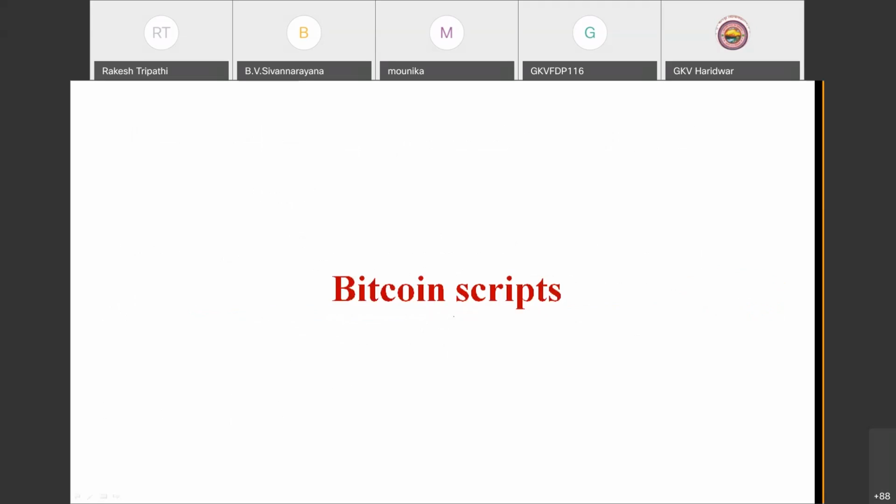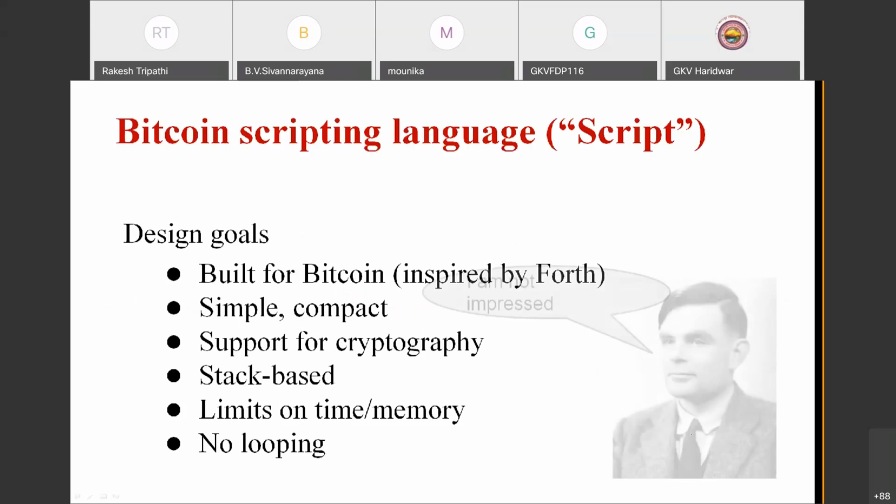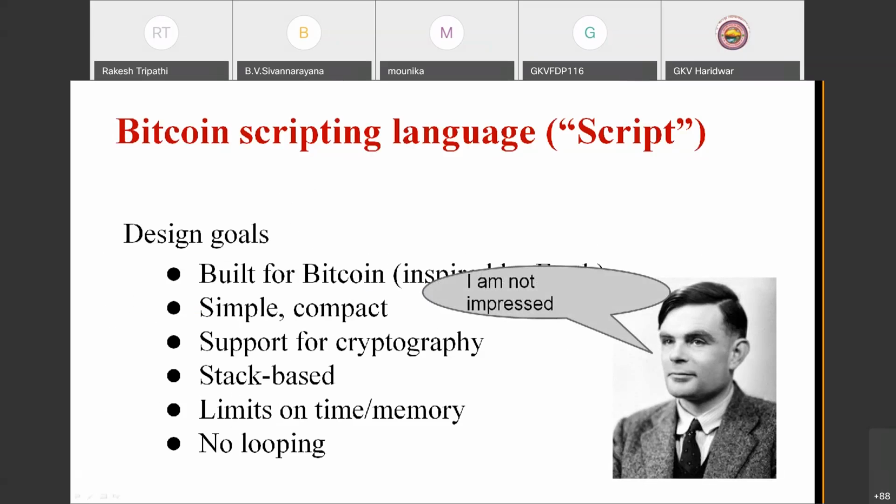Before that, we'll see Bitcoin script, because here we are not writing directly that give $10 to this public key hash or public key address. It is based on a scripting language. Bitcoin's scripting language is called Script. It is derived from Forth. It is a very simple language.